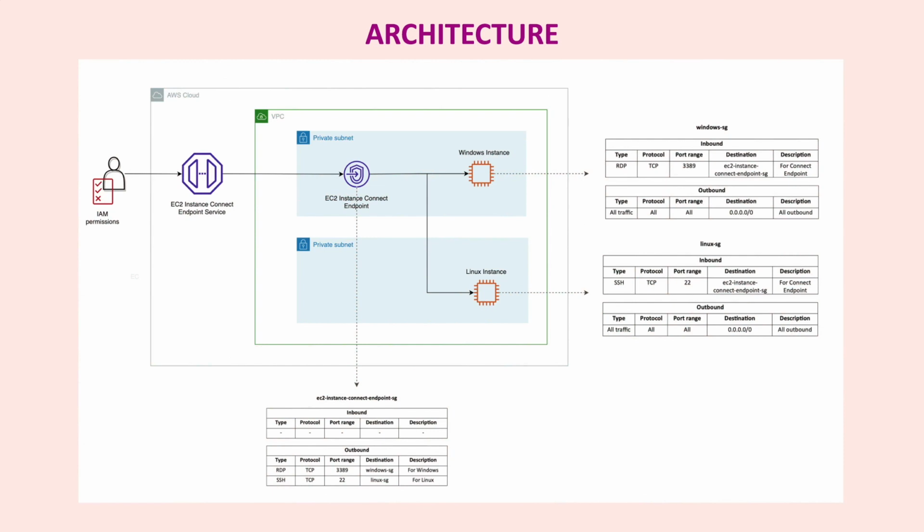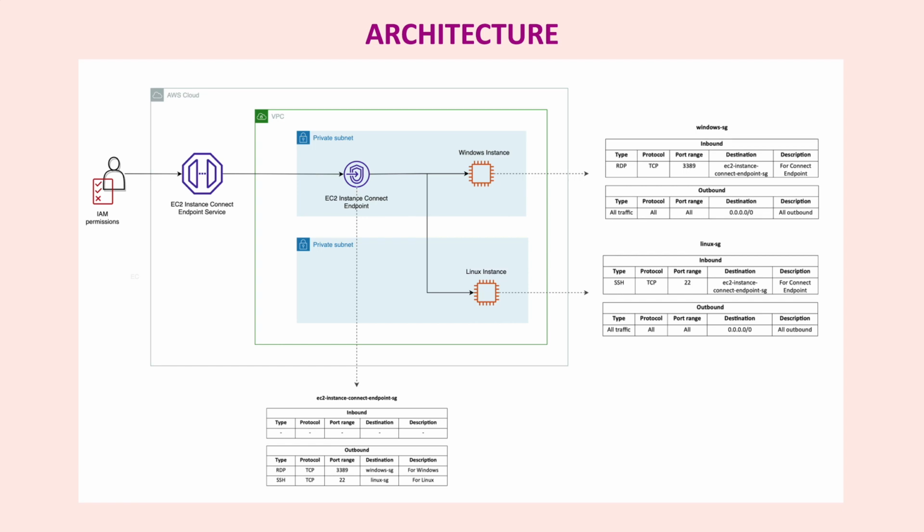We have a VPC with two private subnets. We start by creating an EC2 Instance Connect endpoint in any one of the private subnets of your VPC in the AWS account. The same endpoint can then be used to connect over RDP to a Windows instance or over SSH to a Linux instance in any of the private subnets in that VPC.